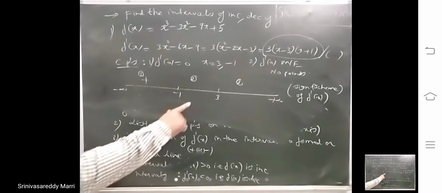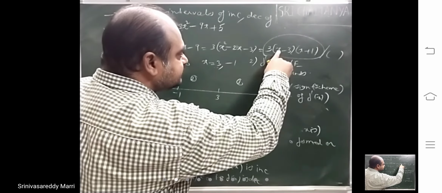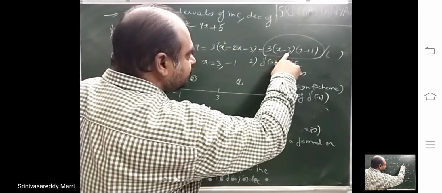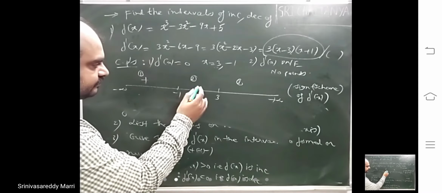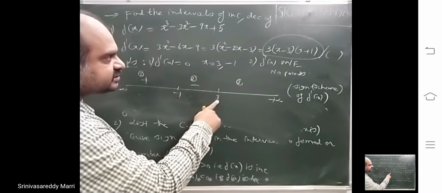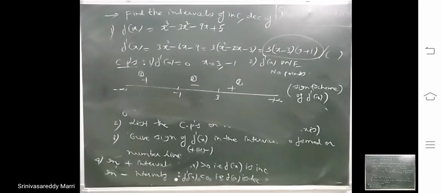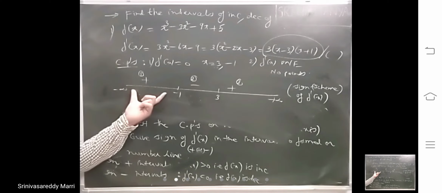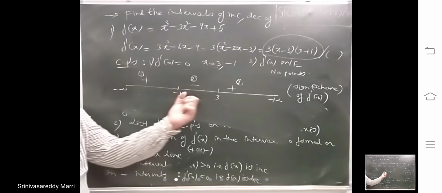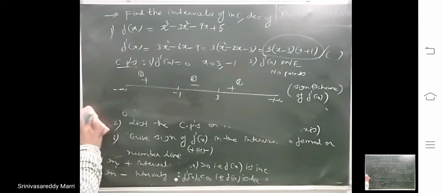Next, minus 1 to 3. You take any value, let us say 0. If you substitute 0, you get 3 into minus 3 into 1, which is negative. Next, 3 to infinity. If you substitute 4, you will get positive. That means this number line gives where f dash x is positive and where it is negative. From minus infinity to minus 1 it is positive, from 3 to infinity it is positive, and from minus 1 to 3 it is negative.